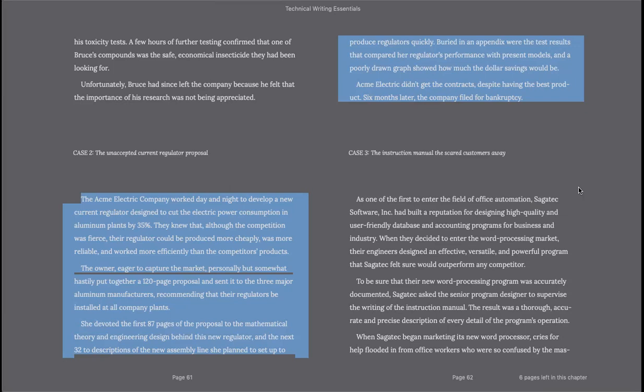I'll give you 5 minutes to read the case study again, start analyzing, and tell me how the situation could have been done differently.